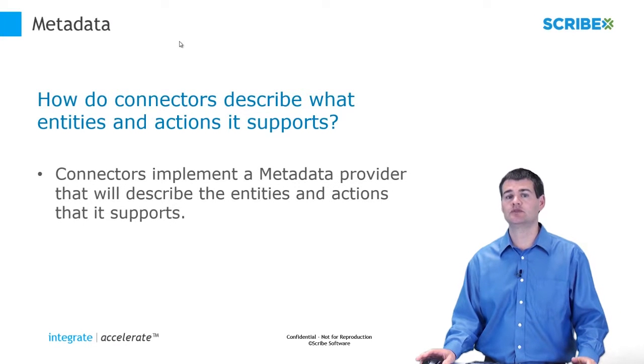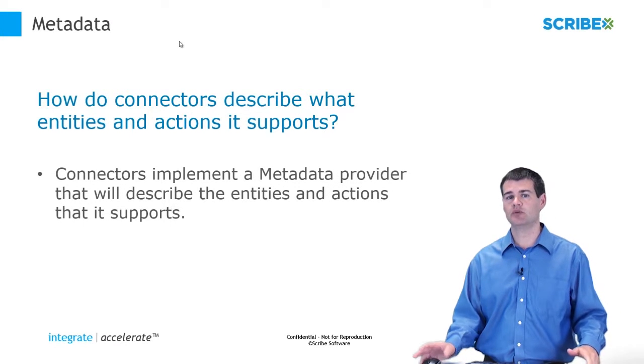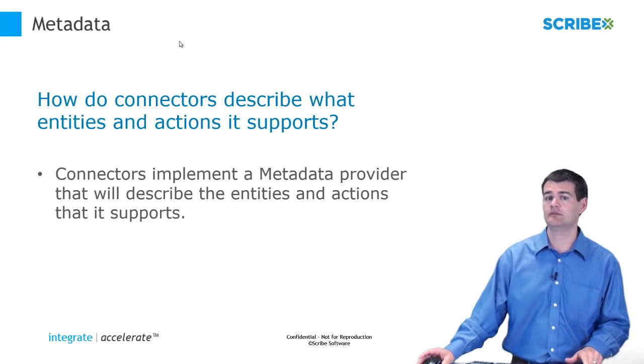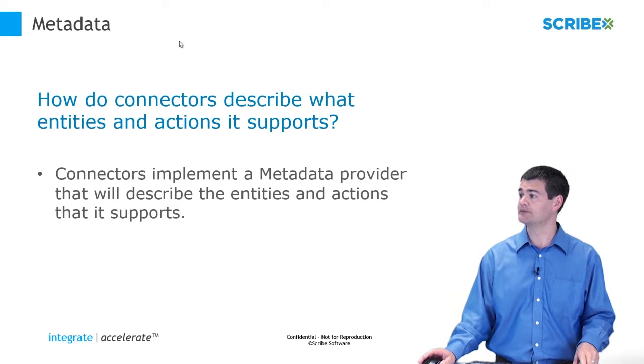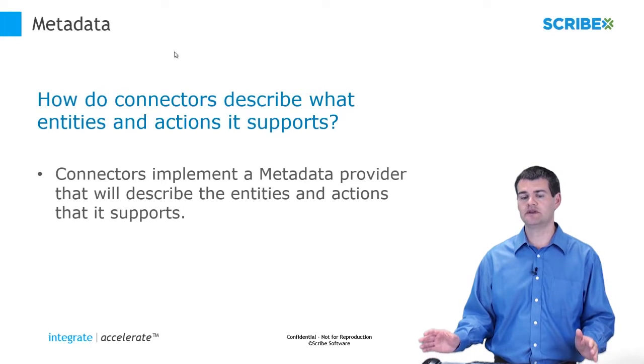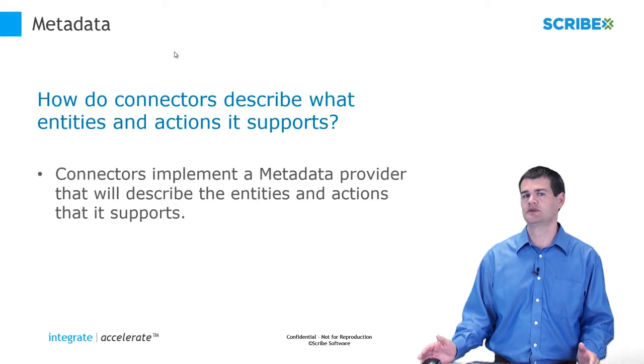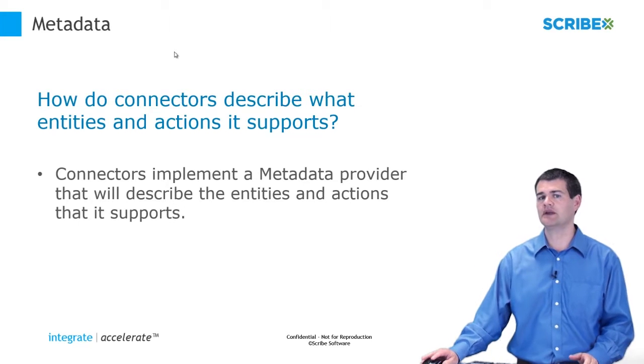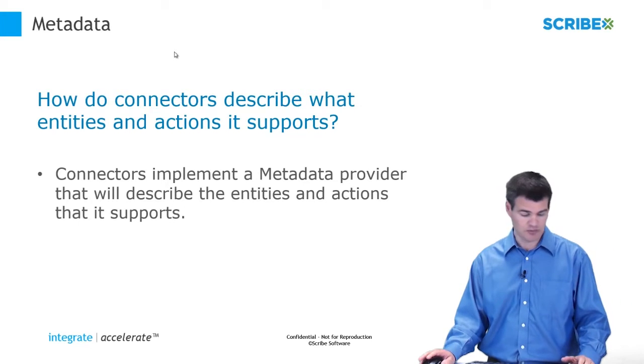So in the last section, we tried to use a connection, but when it tried to get the metadata for the object, we hadn't implemented that yet, so we got an error. And now we're going to implement the metadata part of the connector. This metadata will be the connector describing which objects and actions it supports, and we do that by implementing a metadata provider. So let's go implement that now.